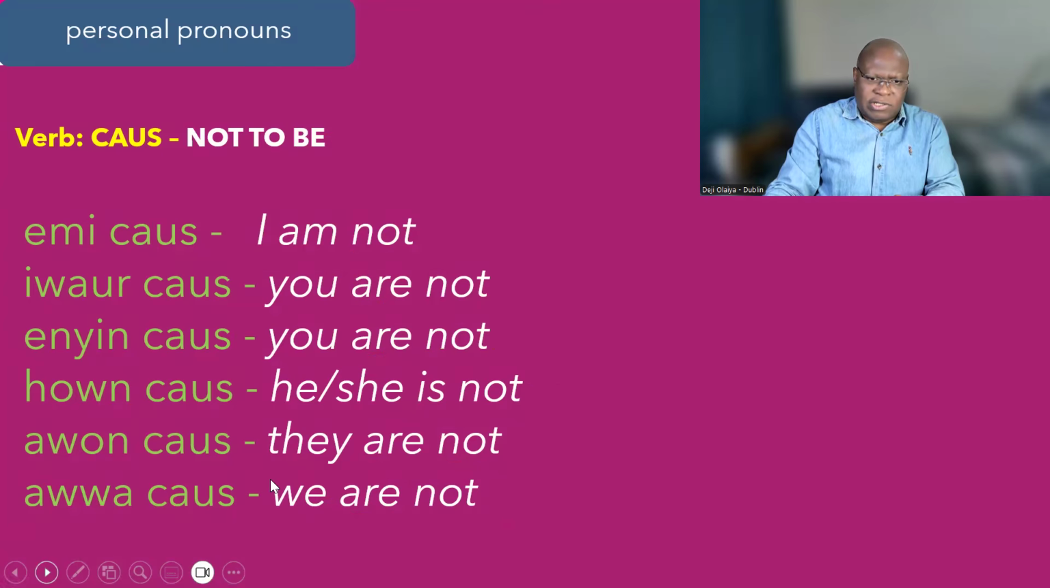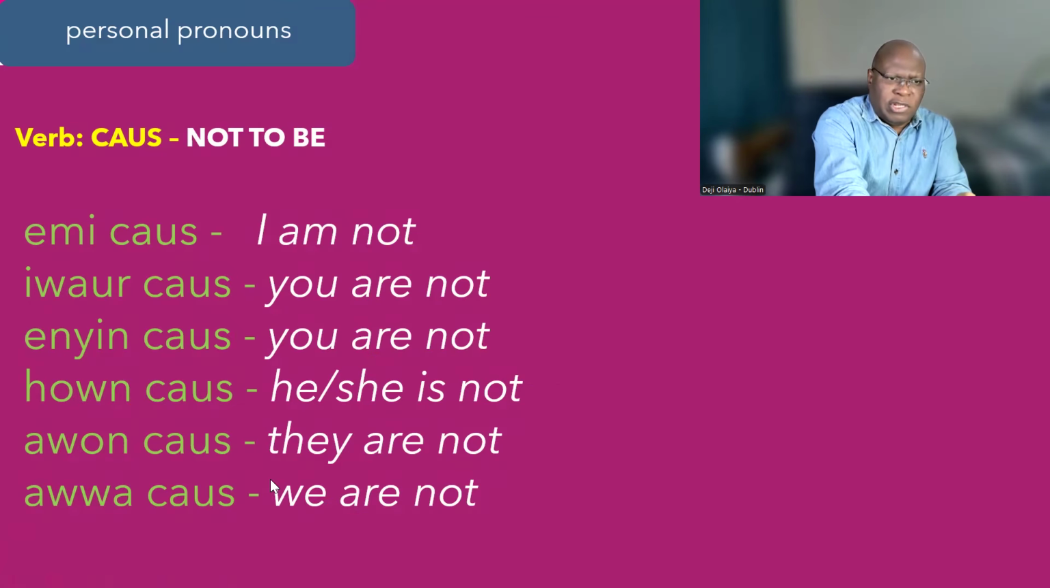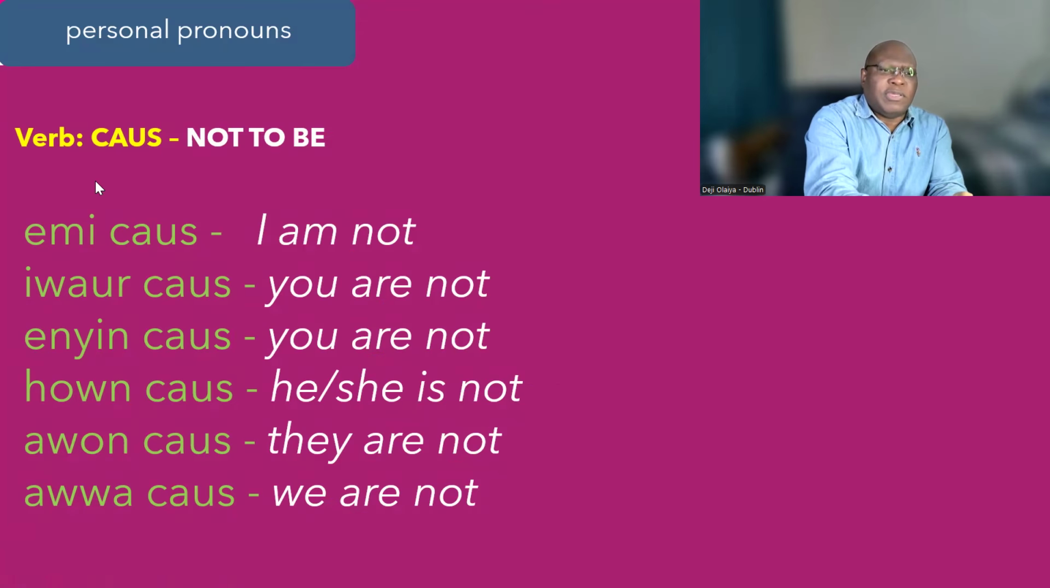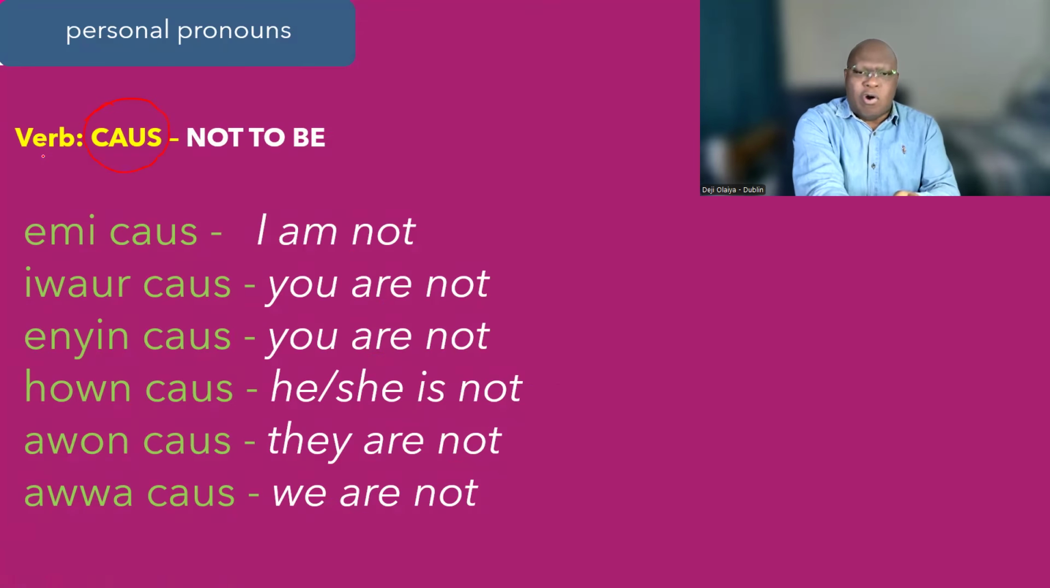So now, let us try to inverse this. Let us use another verb, kọ́, which is not to be. When you say èmi kọ́, it is not I, it is not me. I am not the one. Èmi kọ́, I am not the one. Then ìwọ kọ́, you are not the person, you are not the one.